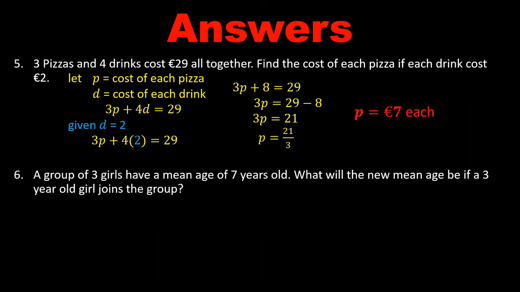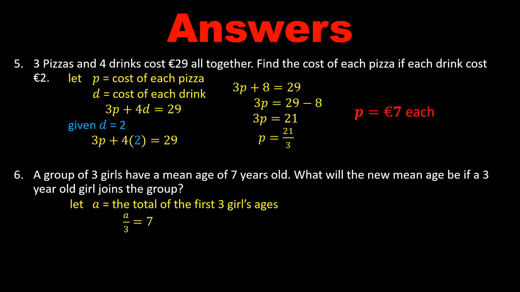Now question 6 was a really challenging one, so I hope you at least gave it a go. I'm going to start by setting up my variables. We're talking about a group of 3 girls with a mean age of 7 years old. So I let A represent the total age of the first 3 girls. Now the reason I did this is because I know that the mean is equal to the total divided by the number of values that we've added together. So if the mean of the first 3 girls' ages is 7, I could write an equation that shows that the total of the first 3 girls' ages divided by 3 must be equal to 7.